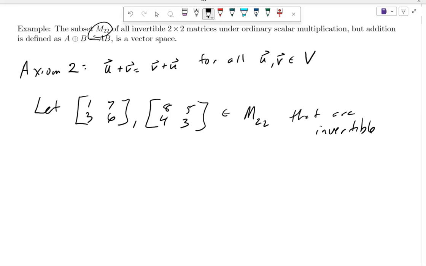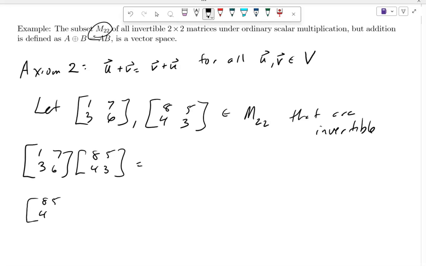I want to check that they don't commute, correct? Yeah, they don't commute, right? So let's just do the product in either order. Do 1736, 8543 and multiply it, and then do the other way around. Now, if these do commute, I'll be shocked. Usually, if you pick two at random, they're not going to commute. If they do, I'll be surprised.